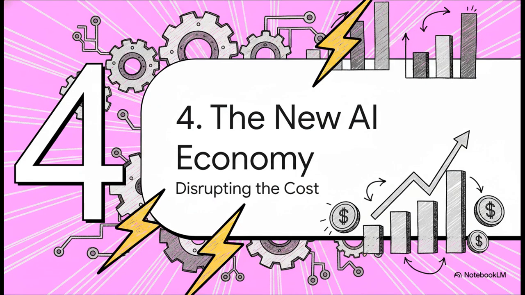So you've got this amazing combination of intelligence, speed, and control. And as you can imagine, that has massive economic implications. Gemini 3 Flash isn't just a technical achievement. It's designed to completely rewrite the financial rules of building with AI.